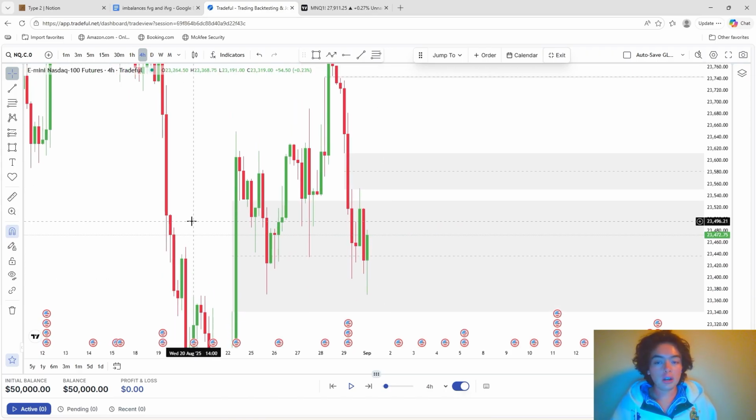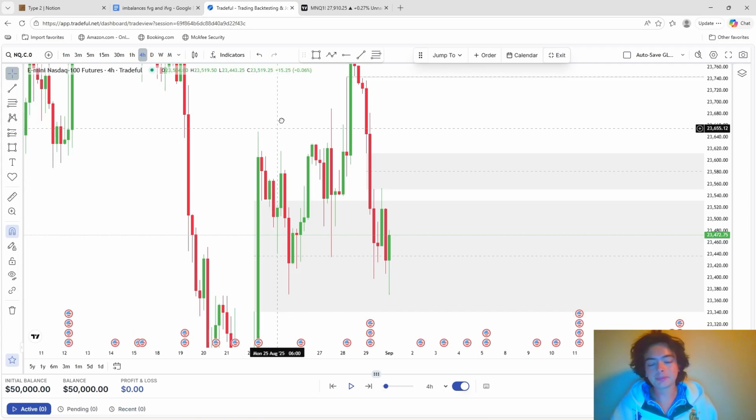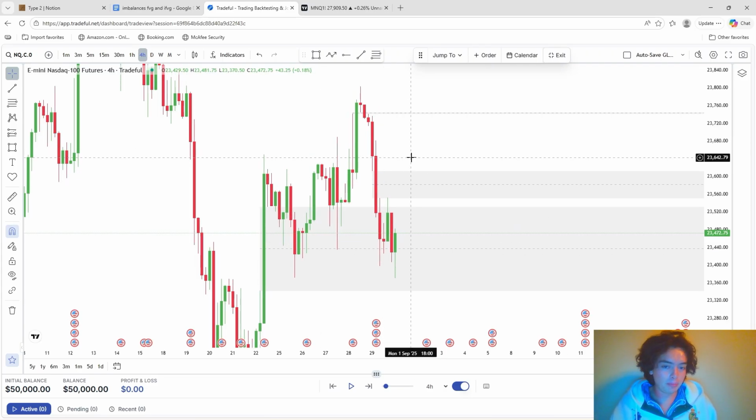So also relating to what I previously mentioned about biases, we have obviously bullish and bearish biases, but we also have bullish and bearish fair value gaps. So obviously a green fair value gap is bullish and a red fair value gap is bearish. I will be talking to you guys about what really each one does.